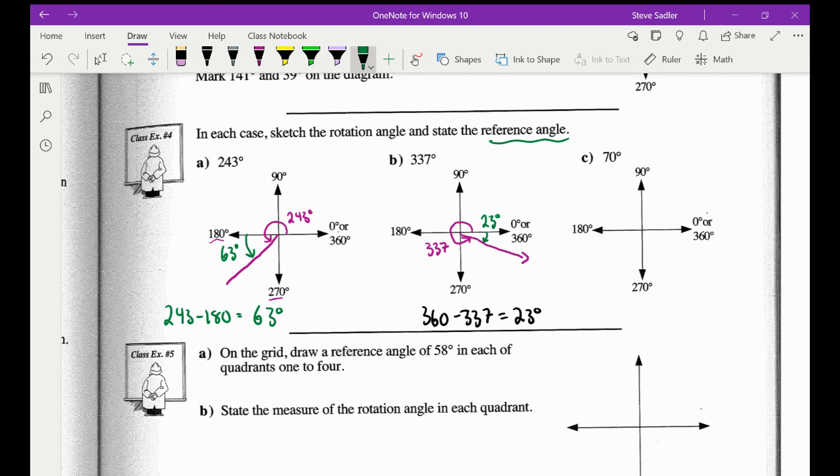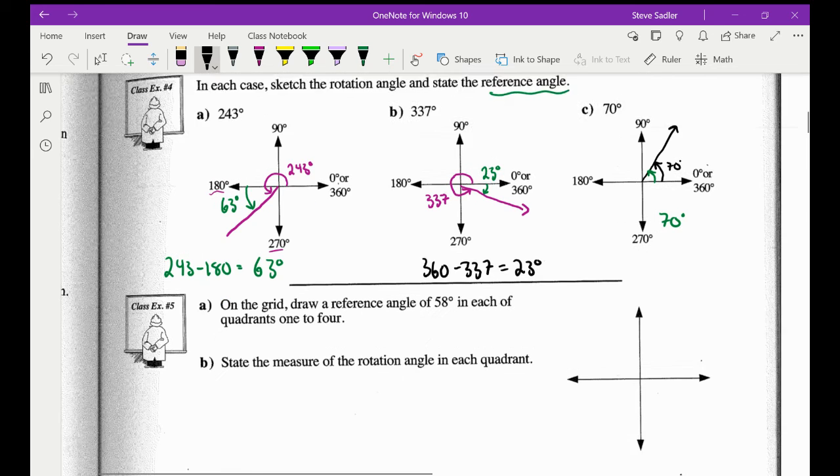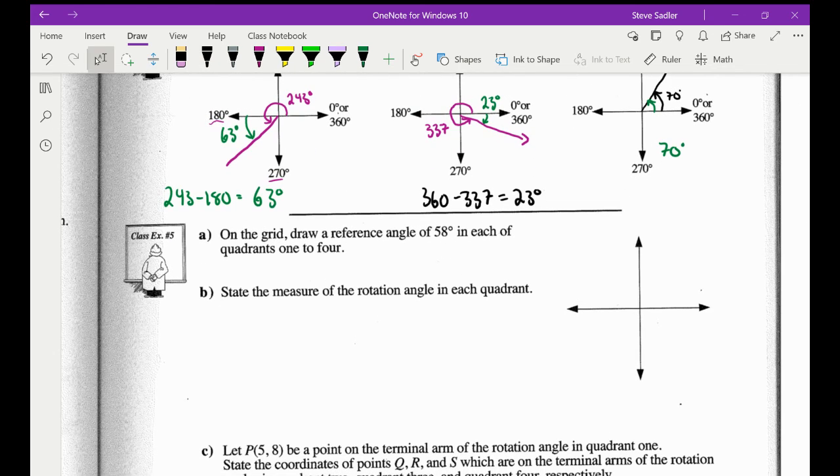The last one is 70. So if I was to draw 70, it'd be somewhere like there, maybe. So if we are drawing the reference angle in this case, the closest x-axis is actually the initial arm. So the reference angle is going to be the same thing. So our reference angle will be 70 degrees as well. Cool. So hopefully we're understanding reference angles a little bit.